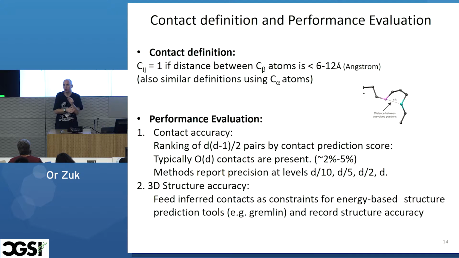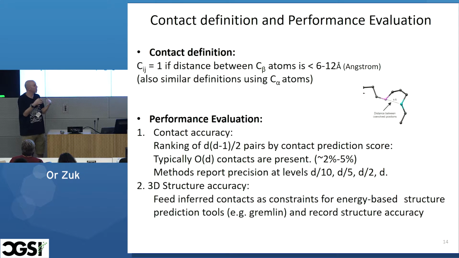A computational method should take all the pairs ij, give a score to each one, rank all the D choose 2 pairs by this score, and we look only at the top of the ranked list, let's say the top D. To evaluate performance, we compare it to the true contact map and measure how many of the top D that we reported are actual contacts in the structure. All right, so that's a direct evaluation.